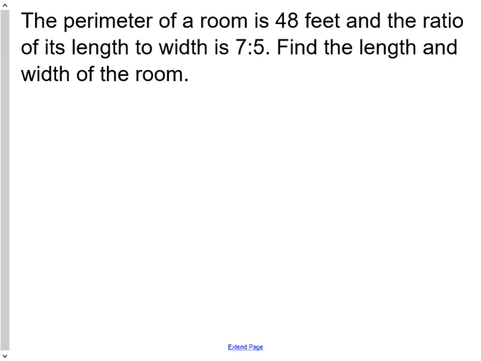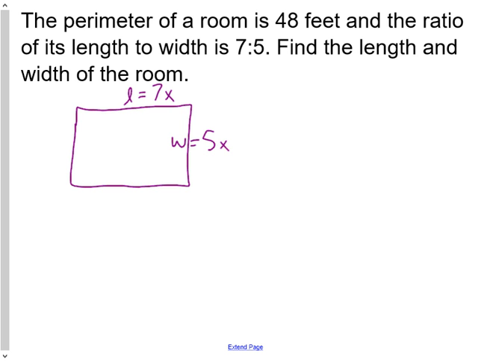Ratios. Next, perimeter of a room is 48 feet, and the ratio of length to width is 7 to 5. Find the length and width. Now this is a more standard question. The last one required you to find length and width to find something beyond it. So again, we got length, width, but more specifically, we've got 7x to 5x, right? Perimeter is 48, so again, perimeter equals 2 times length plus 2 times width, plugging in our numbers.